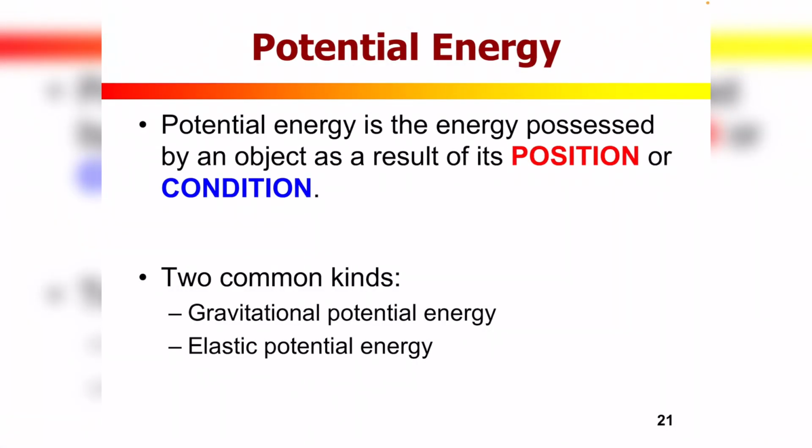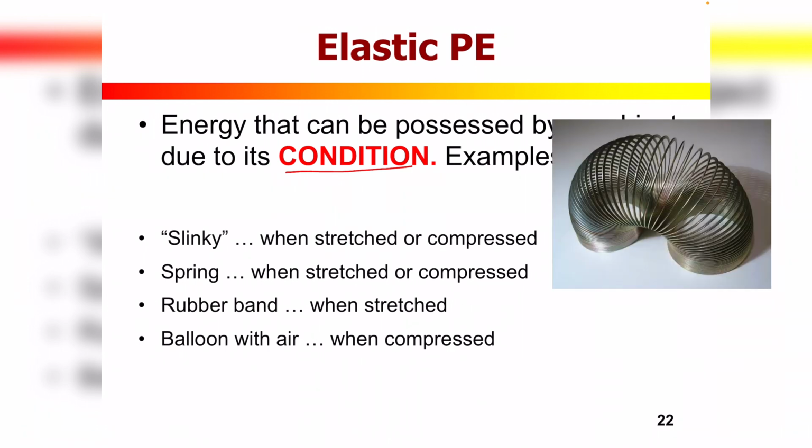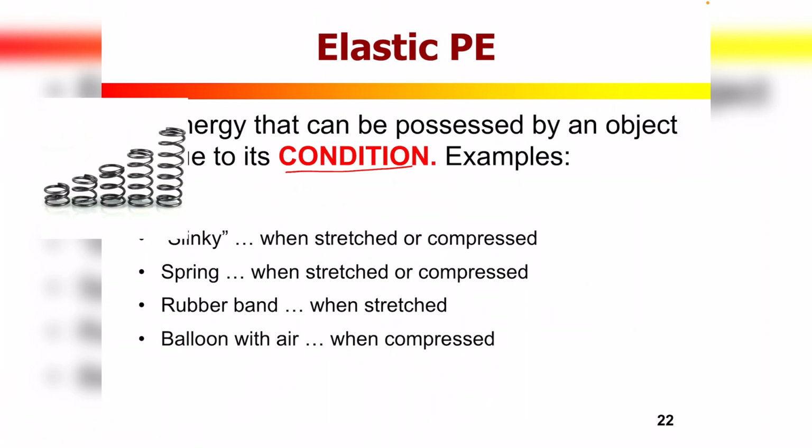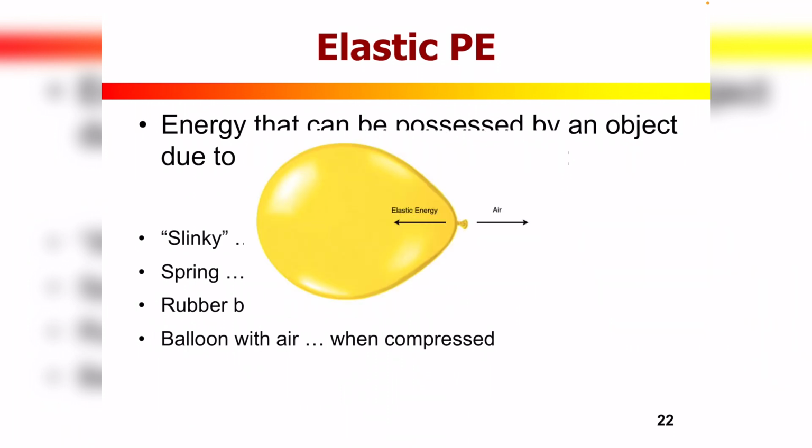So I repeat, potential energy is the energy stored as a result of its position or condition. And there are two kinds. We have the GPE and the elastic potential energy. So elastic potential energy is the energy possessed by an object due to its condition. Examples: slinky when stretched or compressed, spring when stretched or compressed, rubber band when stretched, and balloon with air when compressed.